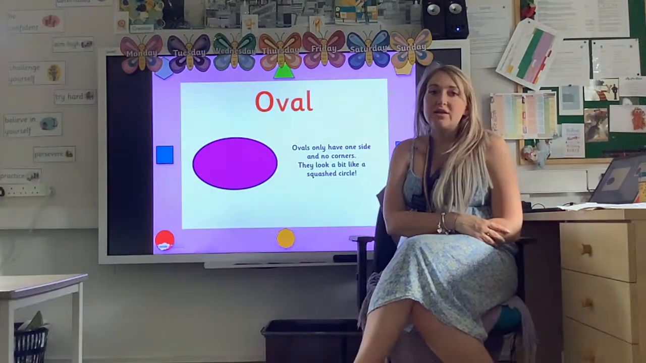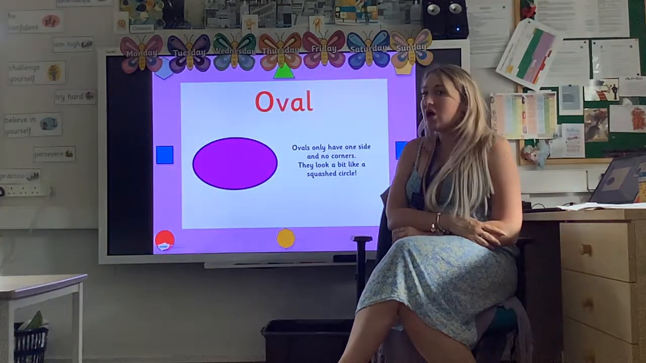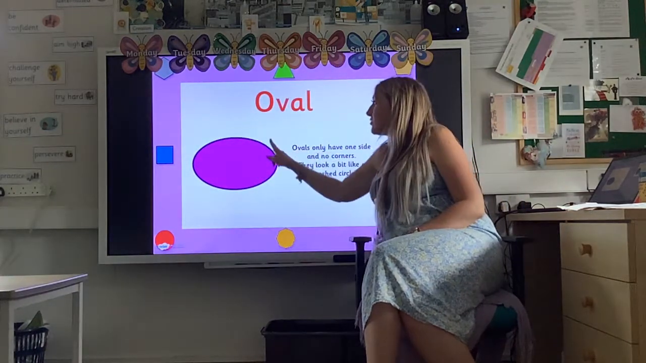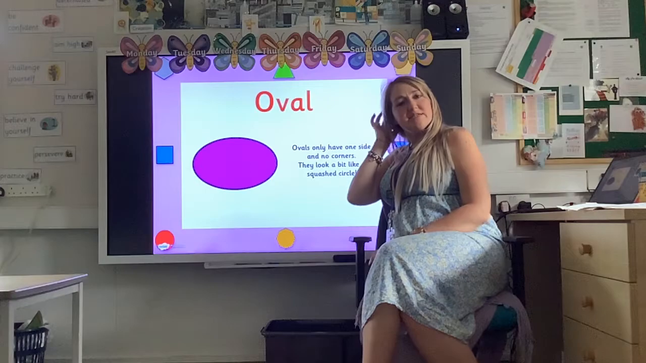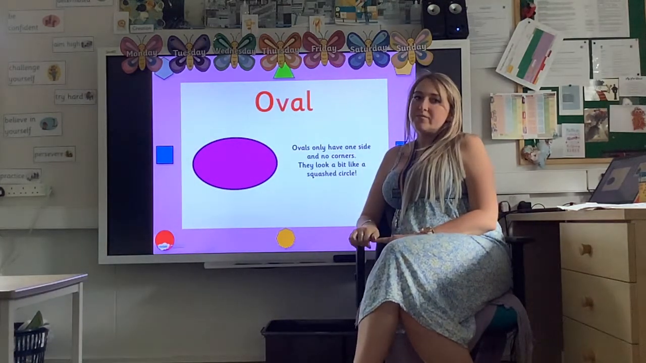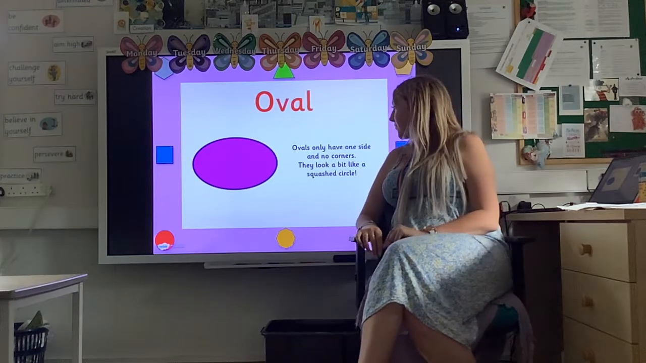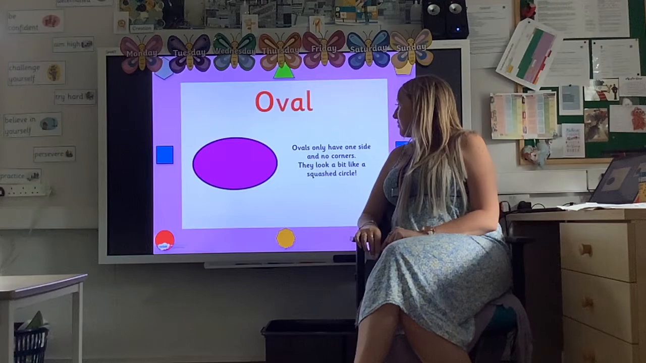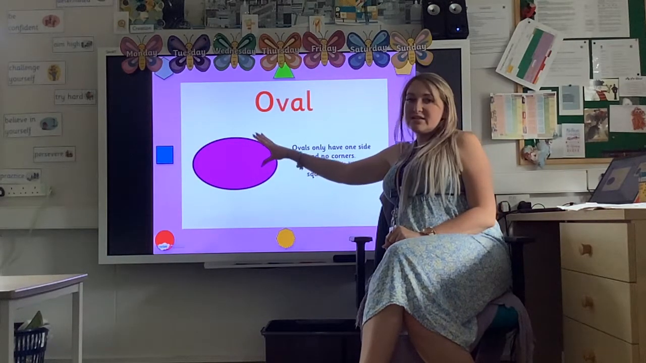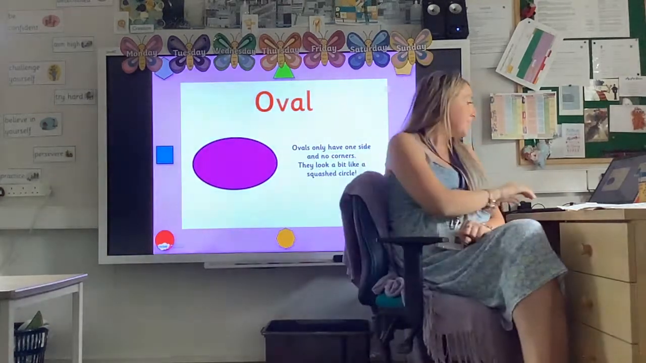Wonder who can tell me what this shape is. This is an oval. An oval, like a circle, only has one side. But what is the difference between a circle and an oval? You can pause the video and tell a grown-up at home. Now, ovals do look a little bit like circles, don't they? But the difference is that an oval looks a little bit more squashed, so it looks like a squashed circle.